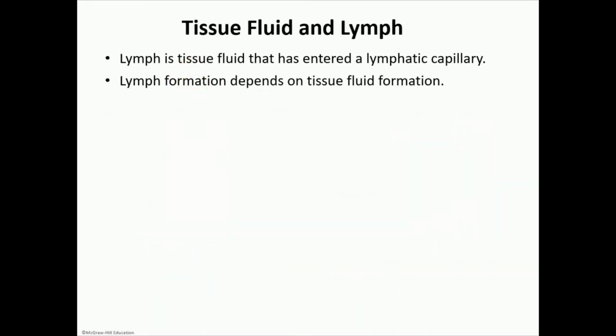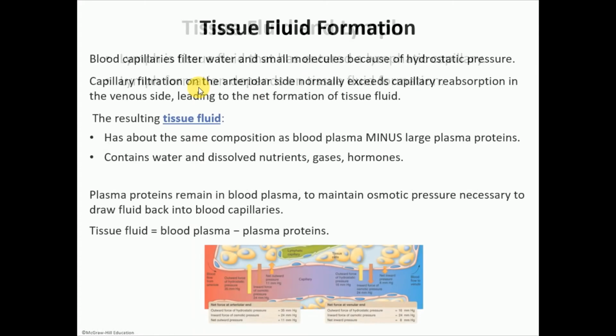So tissue fluid, as I said, that is the excess of it, or whatever we are going to drain, is going to be known as lymph as it enters your lymphatic capillary. And lymph depends on the formation of tissue fluid. So the more tissue fluid we have, the more lymph we have. So tissue fluid formation depends on the different pressures that we talked about in chapter 15.